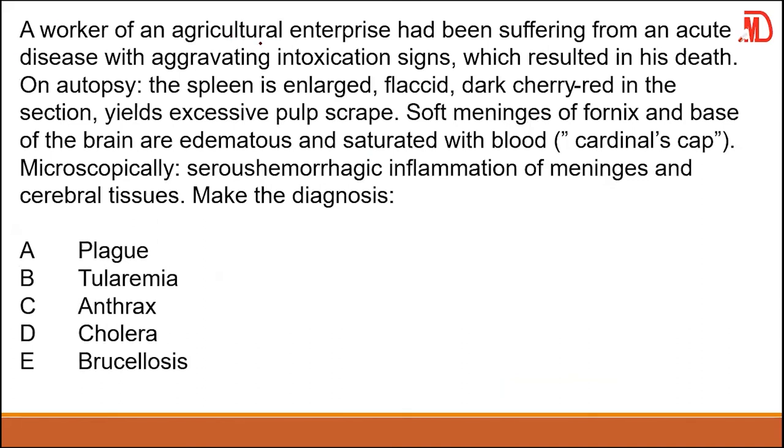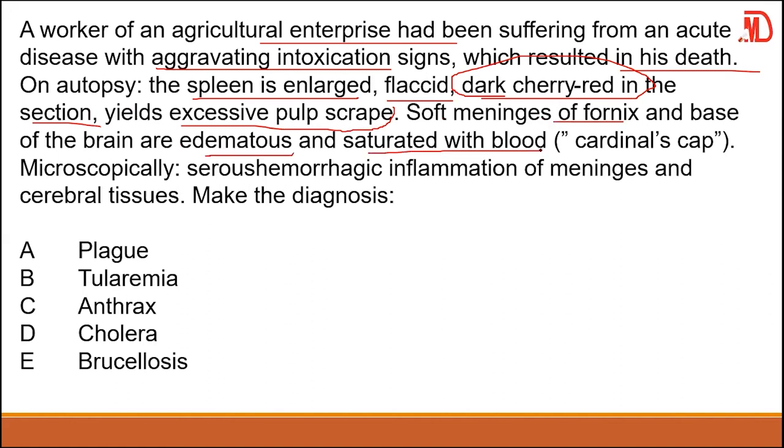A worker of an agricultural enterprise had been suffering from an acute disease with aggravating intoxication signs, which resulted in his death. Autopsy shows the spleen is enlarged, flaccid, dark cherry red in the section, yielding excessive pulp scrape. Soft meninges of the fornix and the base of the brain are edematous and saturated with blood. Microscopically, we have serous hemorrhagic inflammation of meninges and the cerebral tissue.